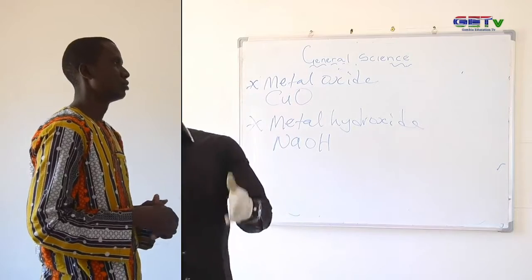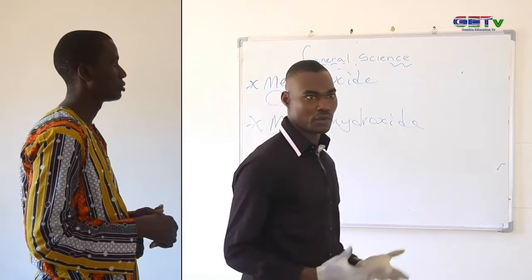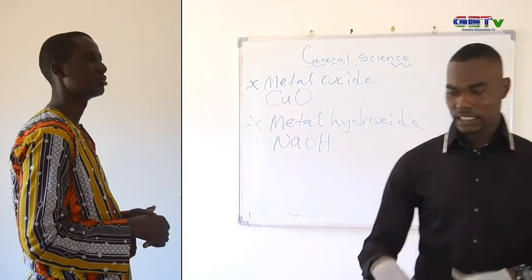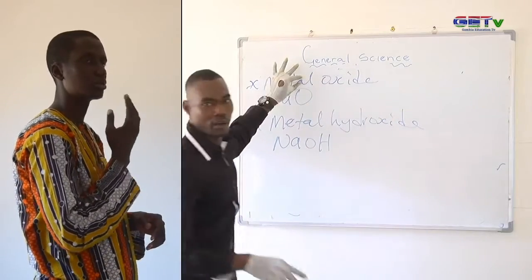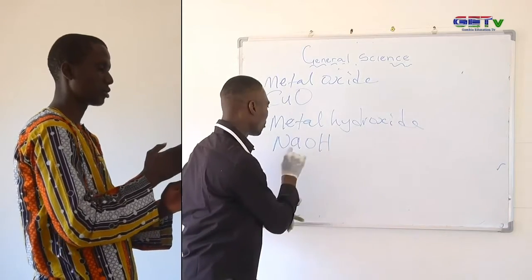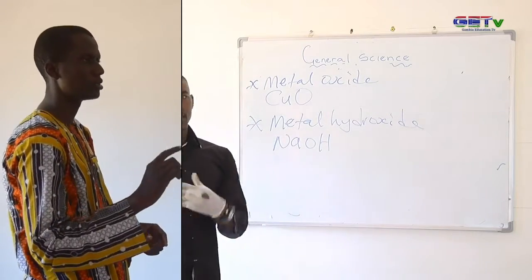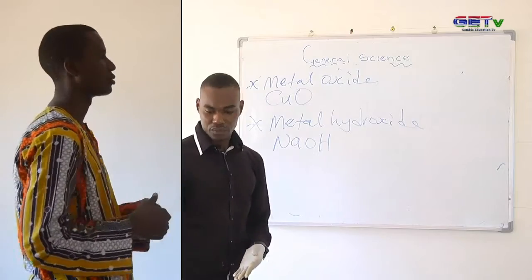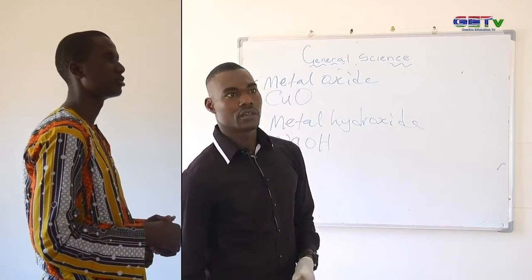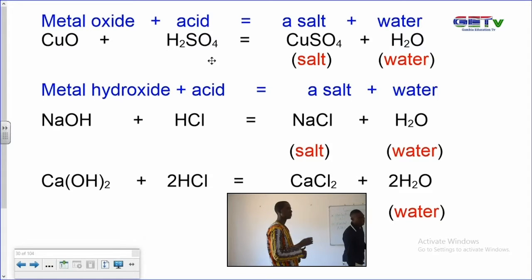Here are general word equations for what happens in their neutralization reactions. When a metal oxide combines with acids, what will be formed? When a metal hydroxide, for example sodium hydroxide, reacts with an acid, what will happen? So we see these equations there already.